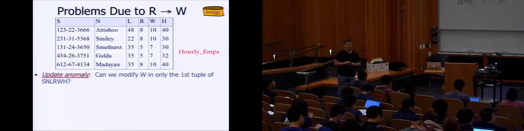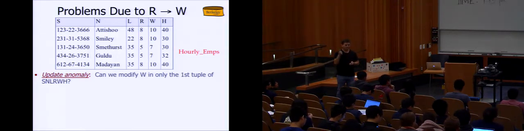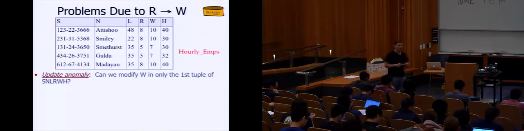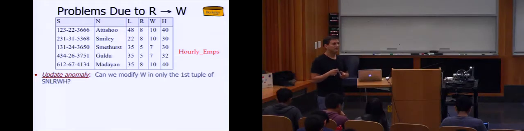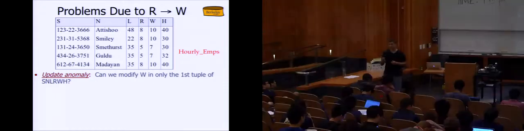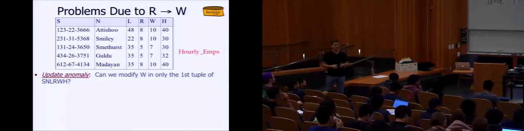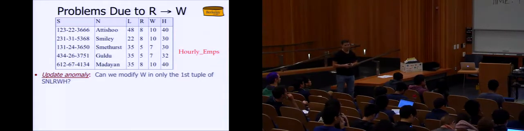What other kinds of anomalies can you imagine? What else could go wrong here? So updates are one thing we could do to this table. They could cause trouble. What other changes could we make to the table? I'll give you a hint. We can insert things and we can delete things. What would happen if we deleted stuff? What bad thing could happen? Suppose we fire some people.